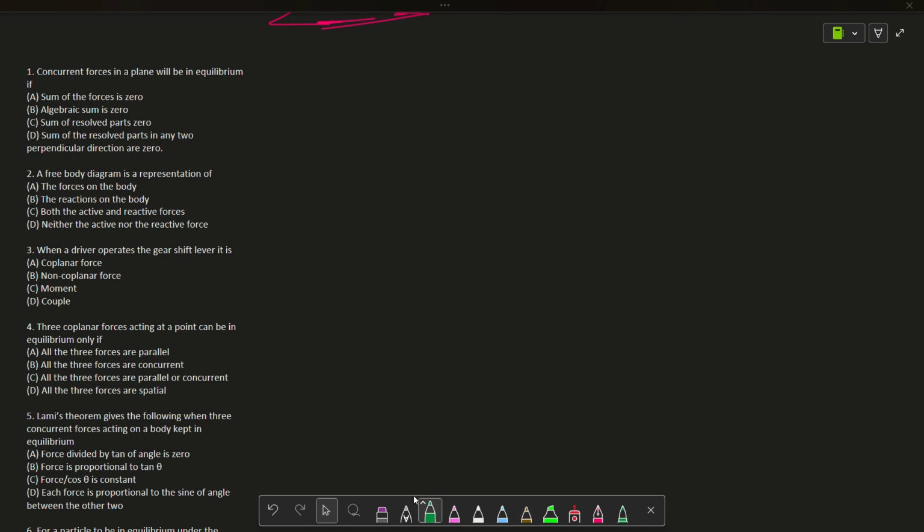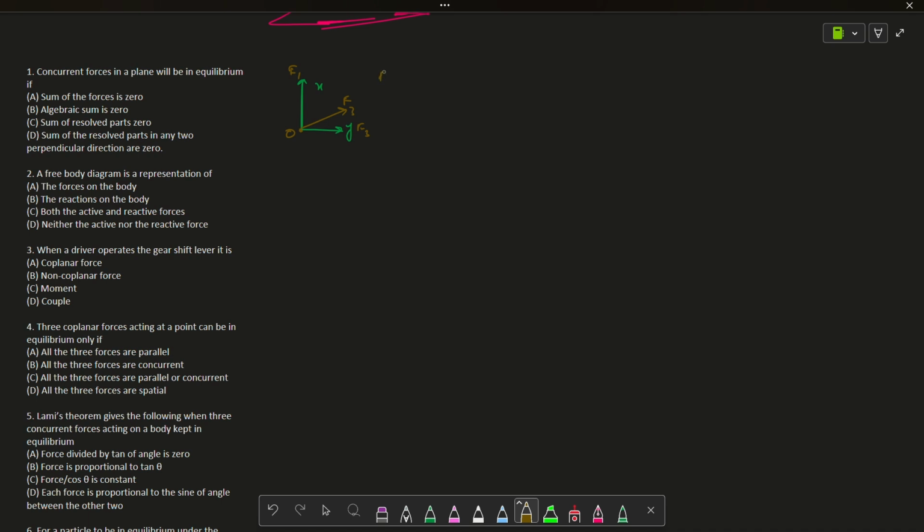So let's start. The first question says: concurrent forces in a plane will be in equilibrium if. In a plane means all the forces should be in one plane, whether it is xy or yz or anything. And concurrent means all the forces act at only one point. Let's suppose it is the origin point O, and three forces are there, F1, F2 and F3. How can all of them be in equilibrium?